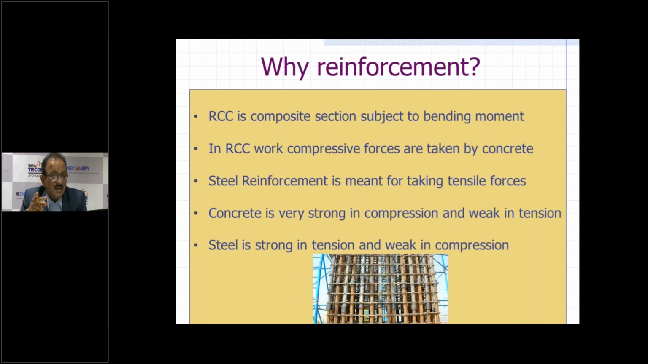Whereas steel exhibits a totally opposite character. It is very good in tension, but it is very weak in compression. So when we use both these materials together, it is understood that concrete will resist all the compressive forces and all the tensile forces would be resisted by the steel. So this composite section of concrete and steel put together will resist both compressive and tensile forces, and that is why we require steel to take care of the tensile forces created by the bending moment because of the loading.